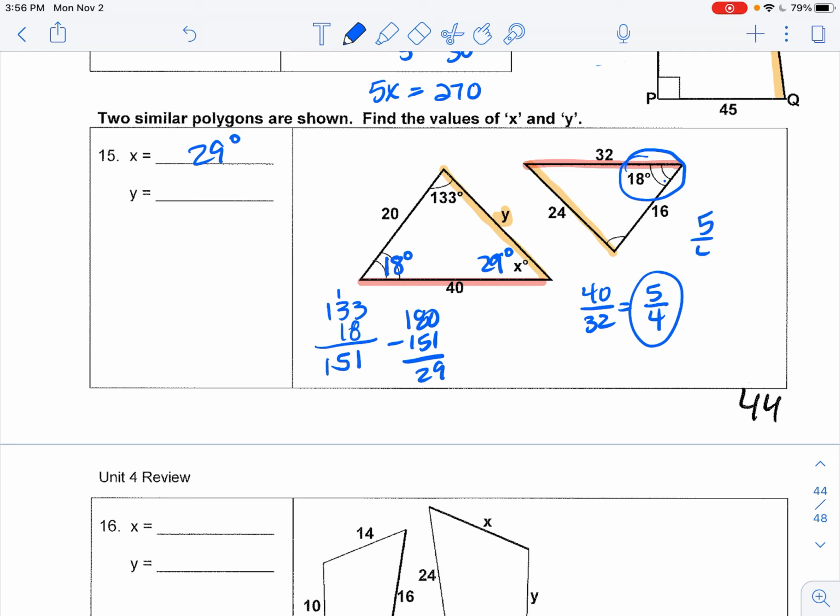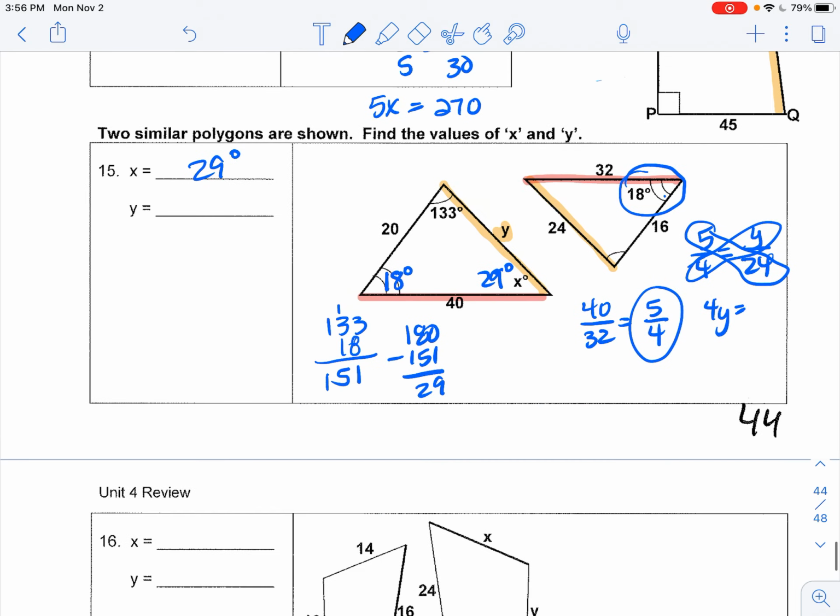All right, let's set up a proportion. 5 over 4 is equal to y over 24. Cross multiply, 4y is equal to 24 times 5. And what is 24 times 5? 120. Divide both sides by 4, and y is equal to 30. And that finishes part 1 of your review.